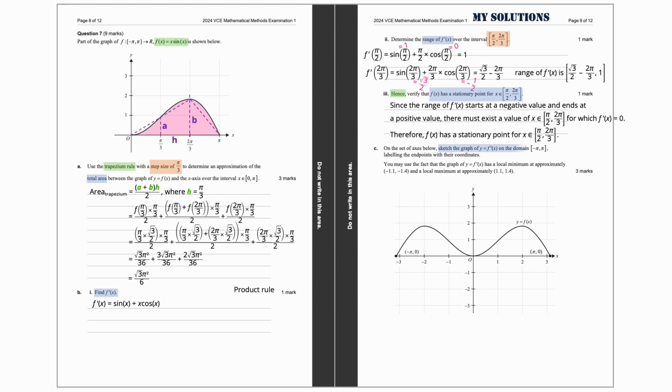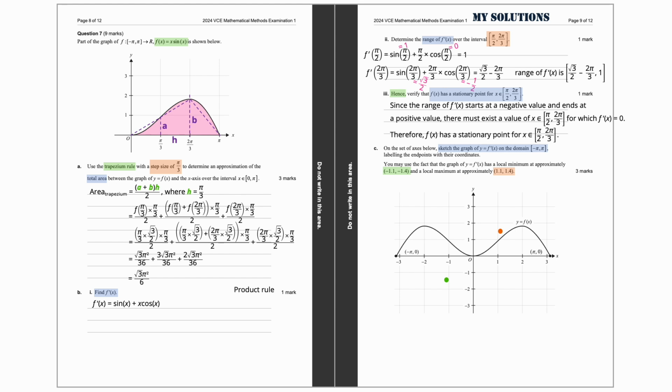Part C. On the set of axes below, sketch the graph of y equals f dash of x on the domain minus pi to pi, labeling the endpoints with their coordinates. You may use the fact that the graph of y equals f dash of x has a local minimum at approximately negative 1.1 and negative 1.4, and a local maximum at approximately 1.1 and 1.4. So first of all, let's plot these 2 points, the local minimum and the local maximum.